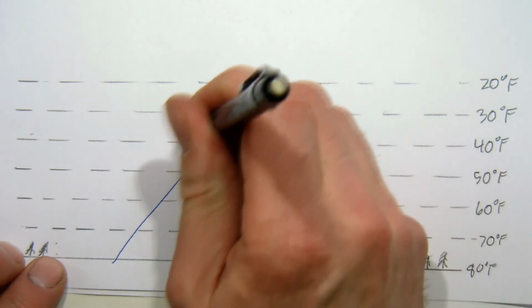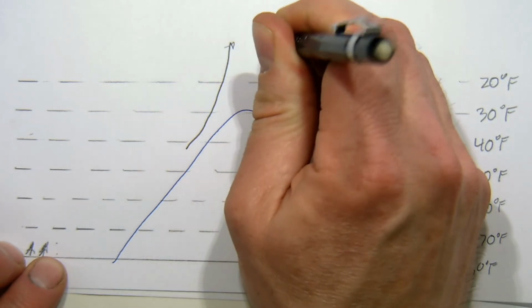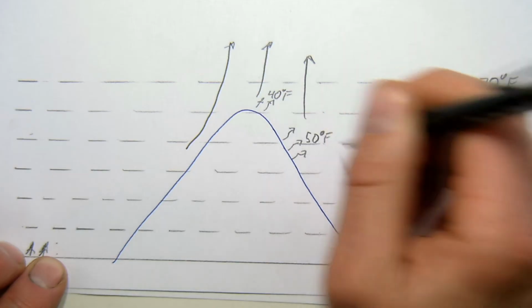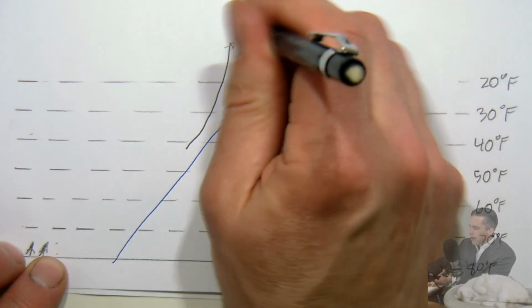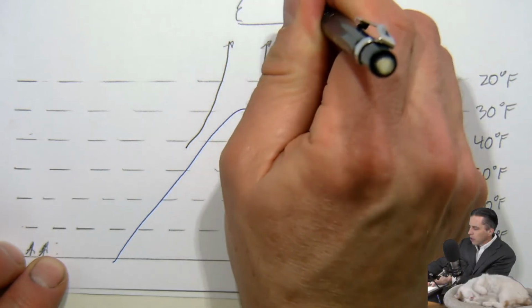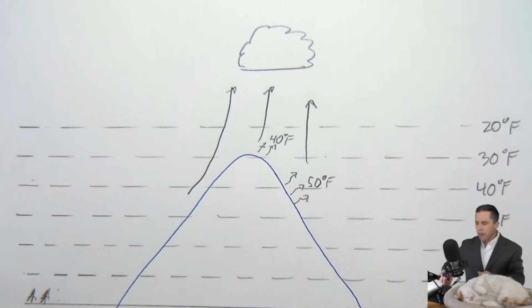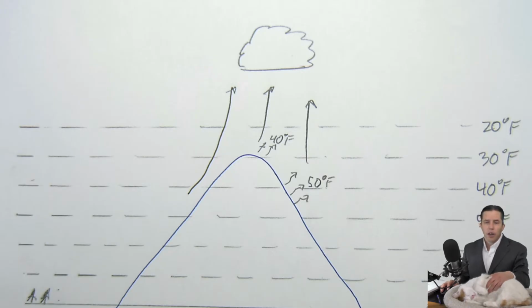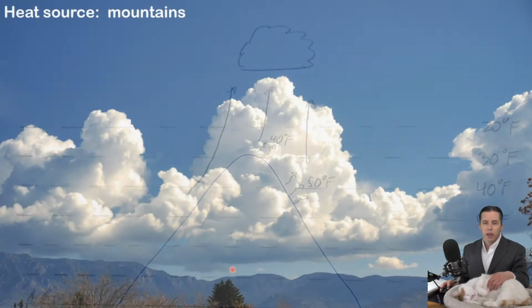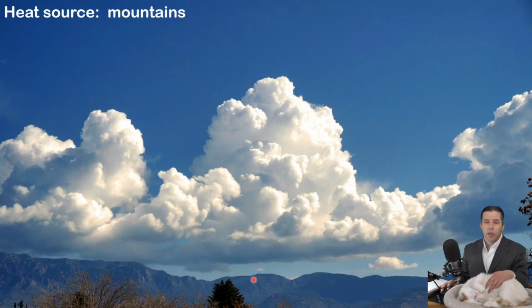So what will happen is air will start to rise above the mountain. And if it rises enough, then we start to get condensation and a cloud will form above the mountain. So this is what happens around here a lot. So if you live in Albuquerque, a lot of times you'll notice in the summer that we'll get cumuliform clouds that start over the Sandias.